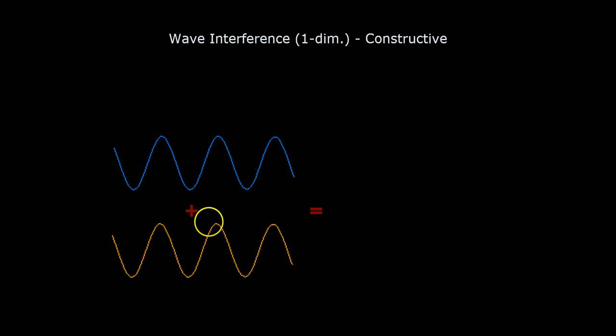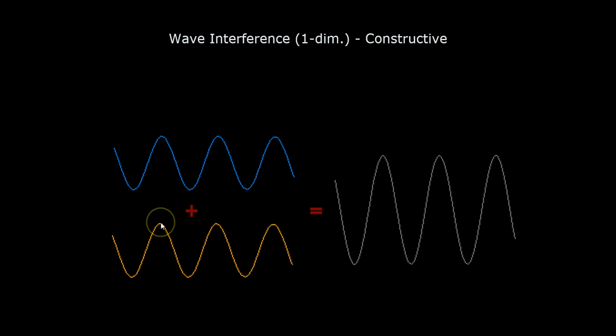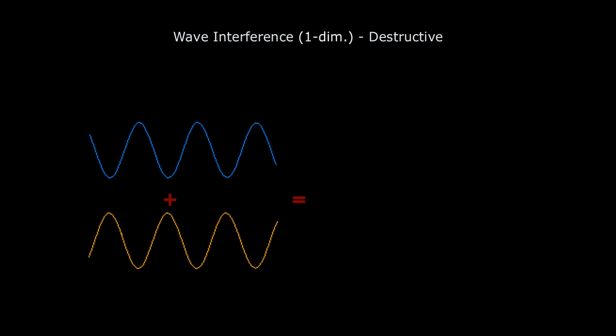So when they add, what's it going to look like? Well, obviously, we already saw this. The max here will add to the max here, and bingo, right? The maxes add, the mins add, everything adds. So you get a wave that has twice the amplitude. That's called constructive interference. Okay, let's do the other one. Destructive interference.